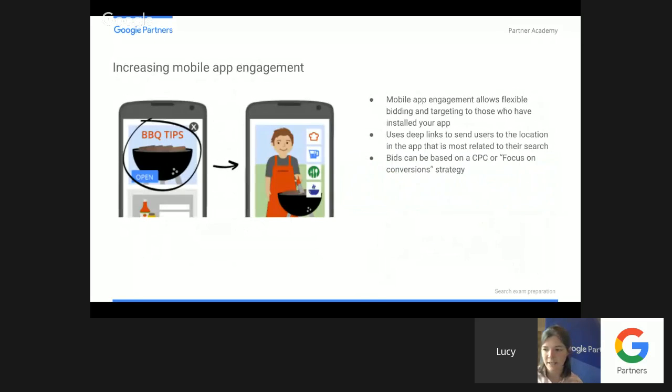That's what we're going to talk about in the next slide. So increasing mobile app engagement allows flexible bidding and targeting to those who have installed your app. Now, you may get the odd question about this. One of the benefits of these engagement ads for mobile apps is that you can use deep links to send users to the location in the app that is most related to their search.